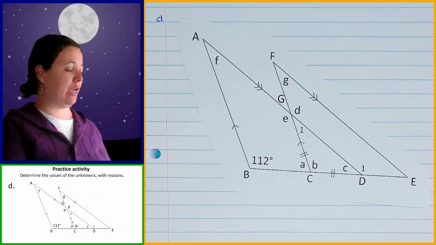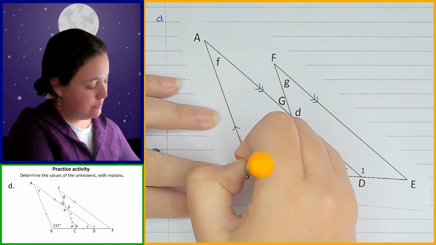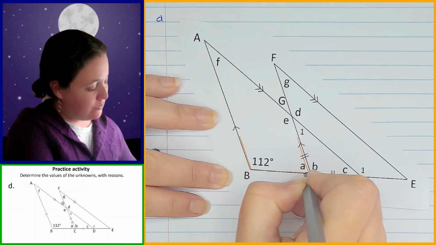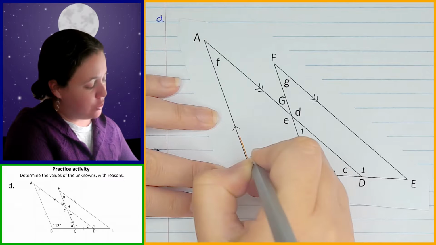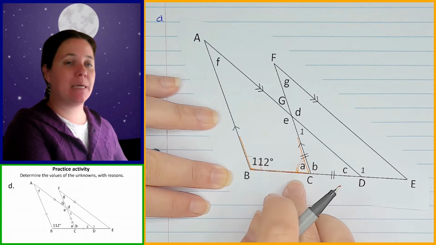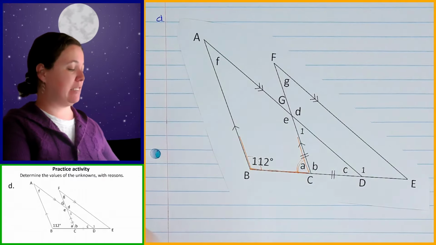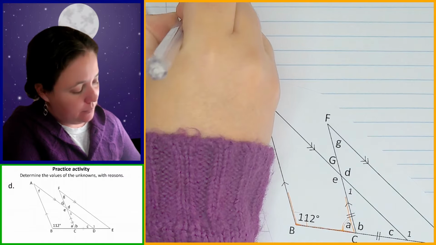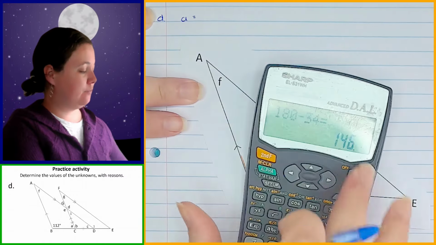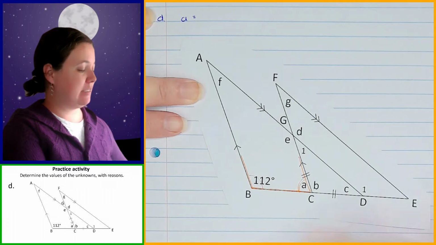If you look at how they are related to each other, they're between parallel lines, and they're both on the same side of the transversal. They're in the same space. So these are what we call co-interior angles, and they are going to be supplementary to each other because those lines are parallel. So I can say that A is equal to 180 minus 112, which gives me 68 degrees.